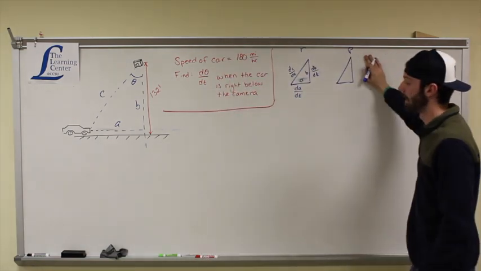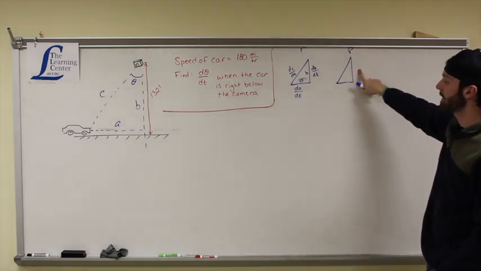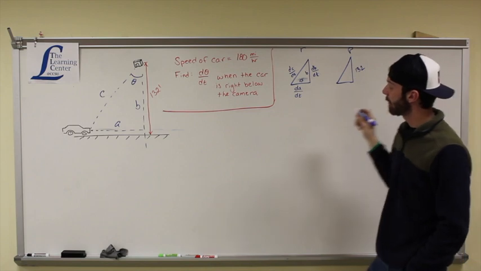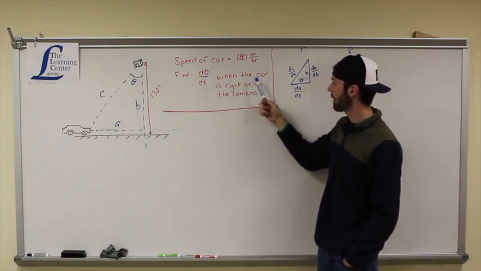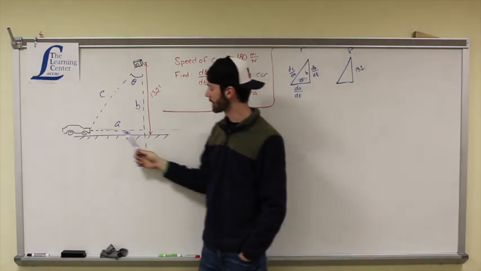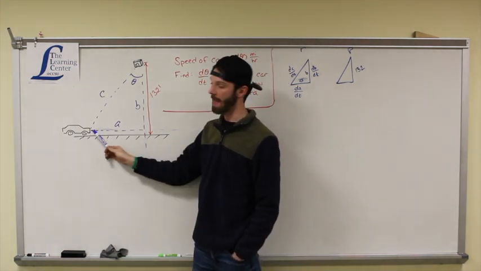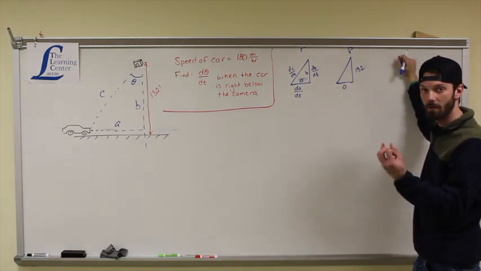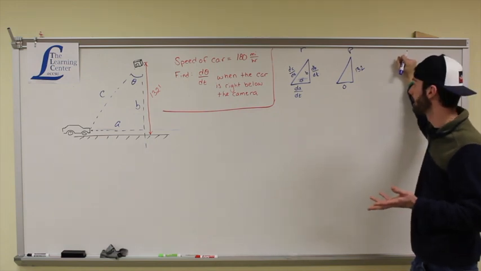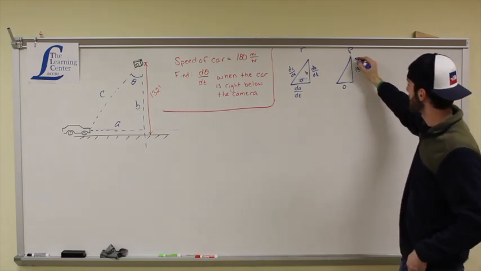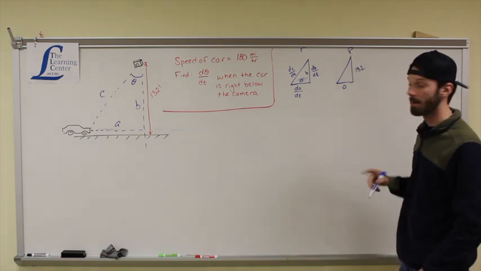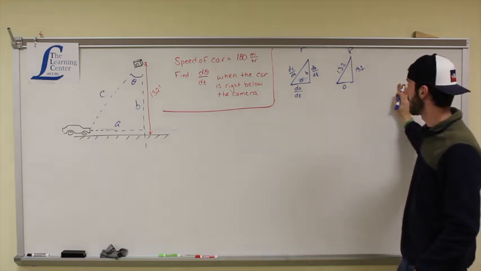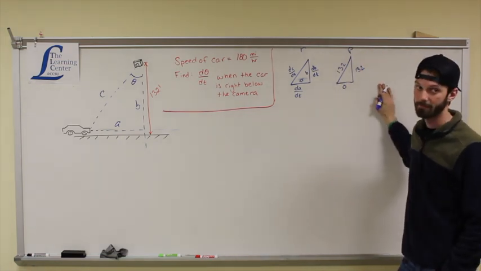Now for the position triangle, let's fill out some of the sides. We know that this 132 is going to stay 132. And we want to know d theta dt when the car is right below the camera. So if the car is right below the camera, the length of this line A is going to be 0. I know it doesn't look like it in the picture because I drew it with some dimensions, but we're going to say that's 0. And from that, we can also figure out the length of this line. Because this is 0, this has to be 132 as well, because when this is 0, these two are right on top of each other.